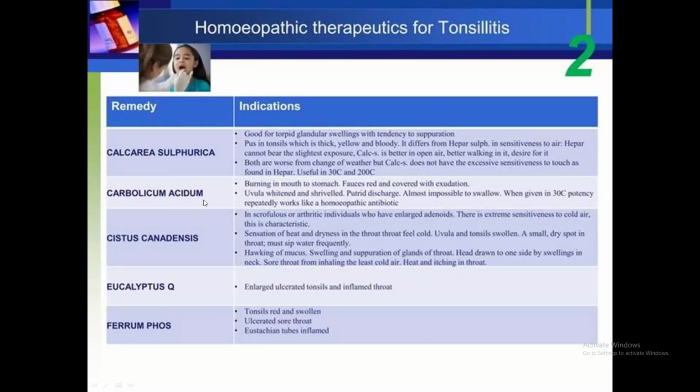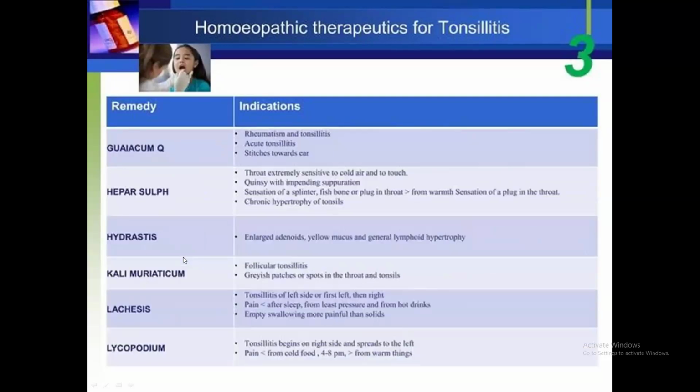Then Carbolicum acidum. This is also the next very important remedy. In this condition, there is severe burning in the mouth. Then the uvula is whitened, shriveled, with putrid discharge, almost impossible to swallow. When we give it in 30 potency repeatedly, it works like a homeopathic antibiotic. That is Carbolicum acidum.